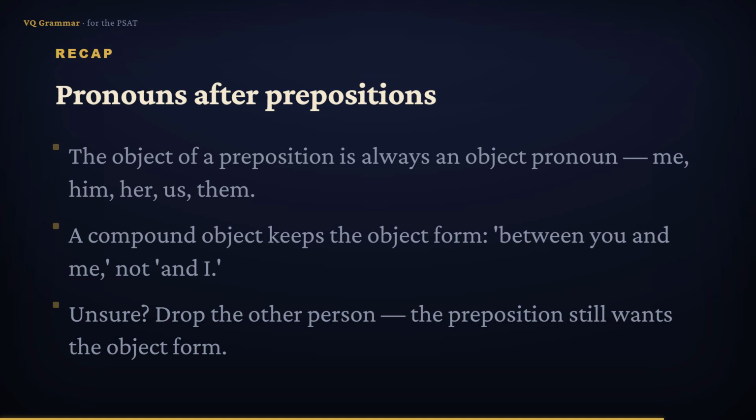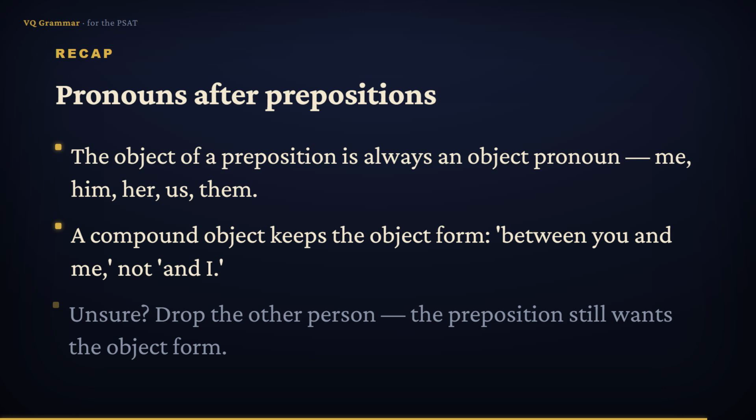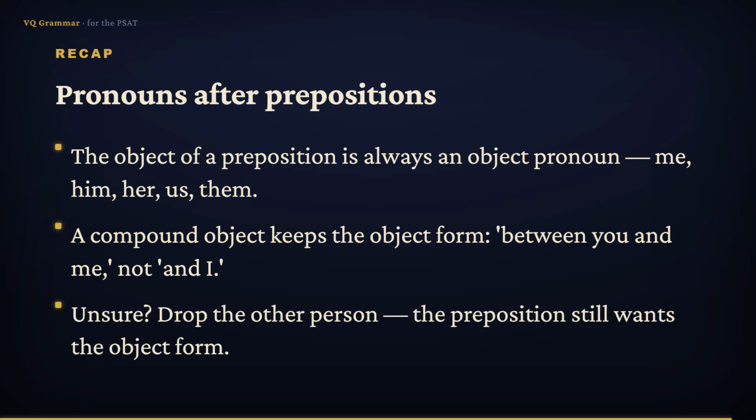Let's wrap up. When a pronoun is the object of a preposition, it must be an object pronoun. Me, you, him, her, it, us, or them. Never a subject pronoun. This holds even in a compound object, so it's between you and me, not between you and I. And when you're unsure, just drop the other person and listen. To me, not to I. Keep the preposition, trust your ear, and pick the object form.